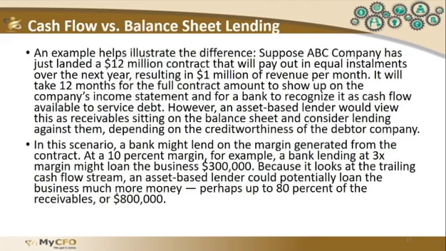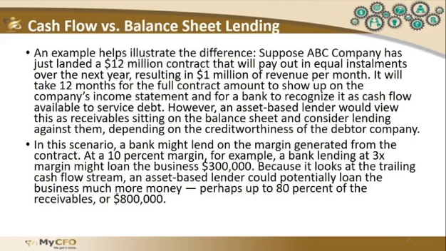In this scenario, a cash flow bank might lend on the margin generated from the contract. Say at a 10% margin, a bank lending at 3 times margin might loan the business $300,000 because it looks at the trailing cash flow stream, which is $1 million every month.